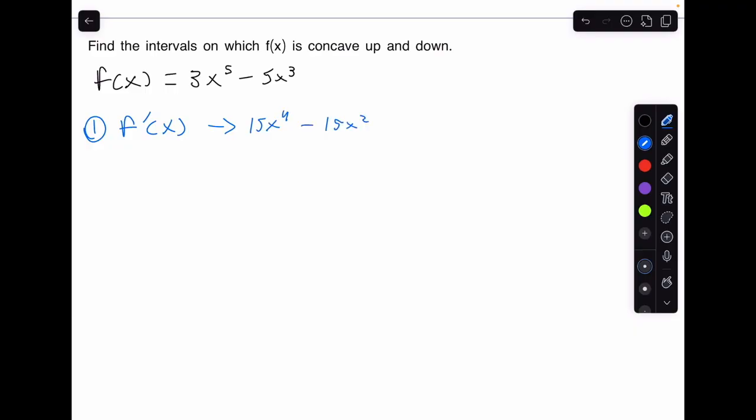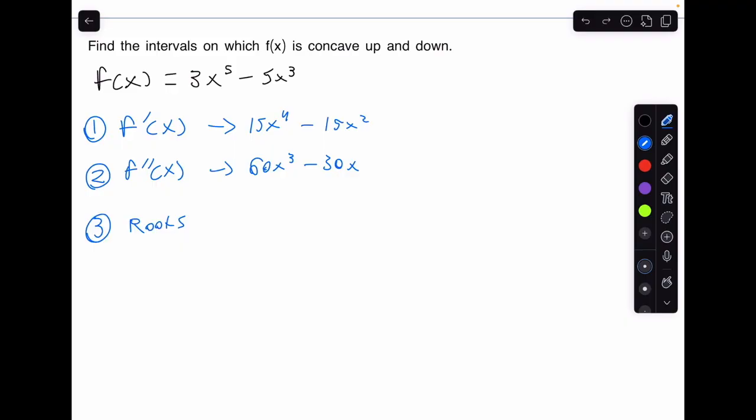Next, we find the second derivative. You do this by just taking the derivative again, so basically the derivative of the derivative. If we do the power rule again, we get 60x cubed minus 30x. The second derivative gives us information about concavity. But to actually get this information, we need to expose the roots and solve for them.